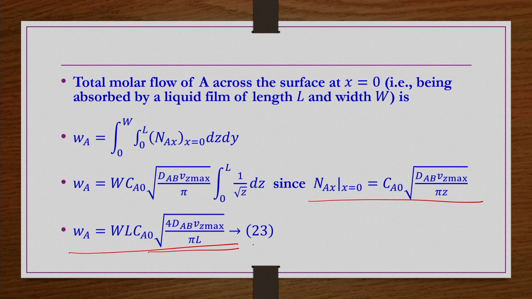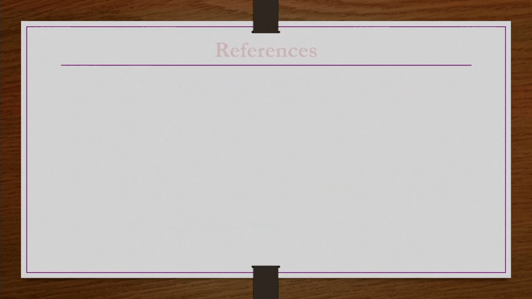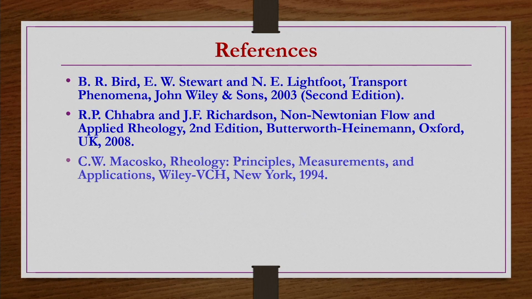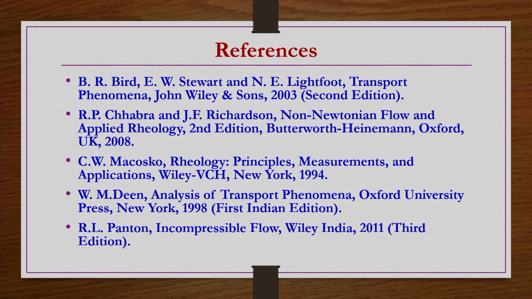So, now what we understand is Wa is proportional to the square root of diffusivity, and Wa is inversely proportional to the square root of L by Vz max. L by Vz max is nothing but the contact time, so it is inversely proportional to the contact time, but directly proportional to the diffusivity. So, this is how we have to solve convective mass transfer problems. The references for these lectures are provided here. Thank you.